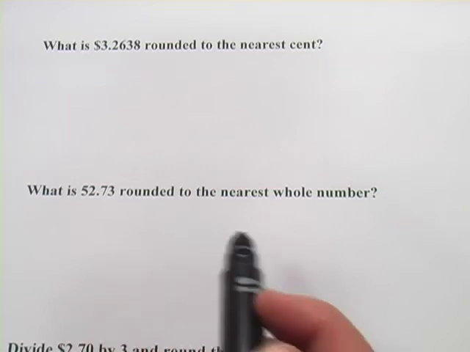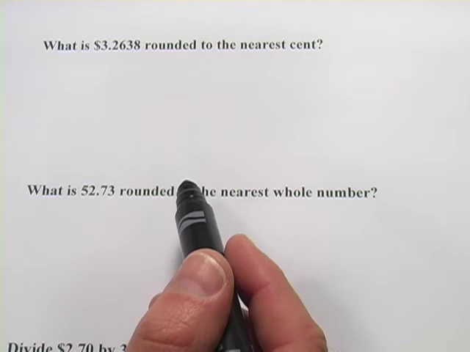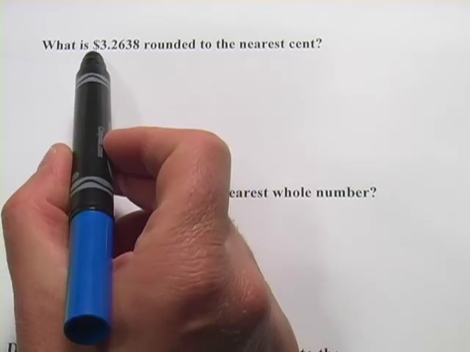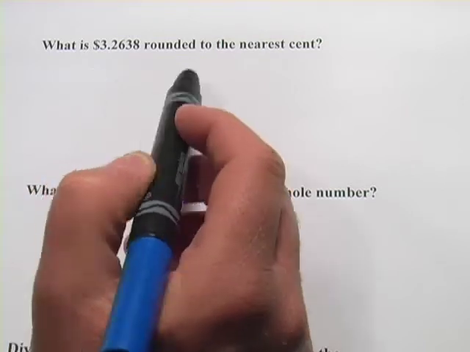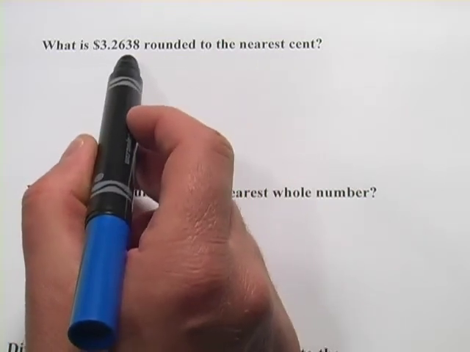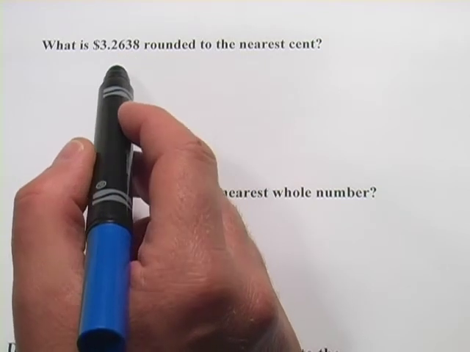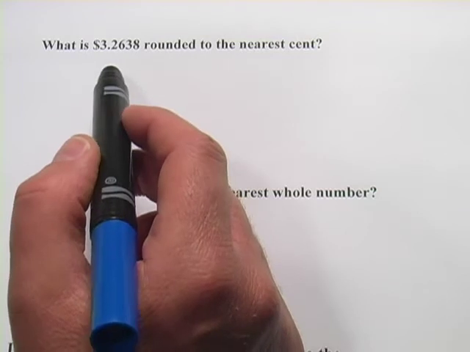In these problems, we're being asked to round some values, some decimals. In this one, we have $3.2638, and they want it rounded to the nearest cent, because you might come out with a calculation like this if you're dividing up some money or something, but we really only have pennies as our smallest, so we have to round it to the nearest cent.